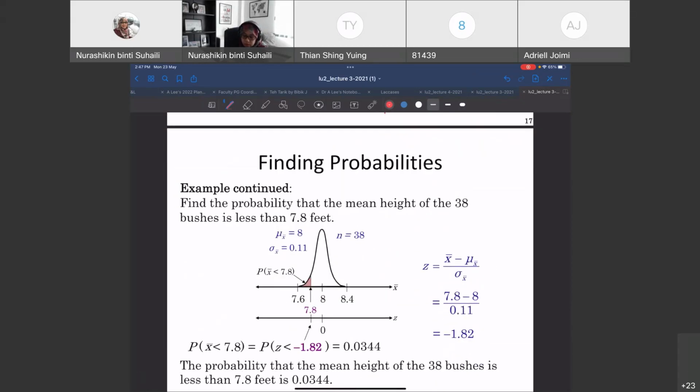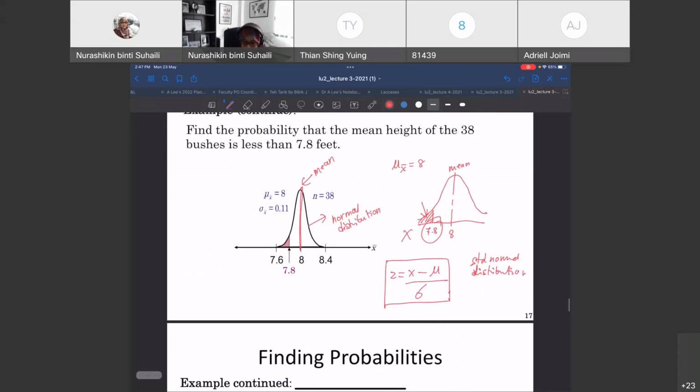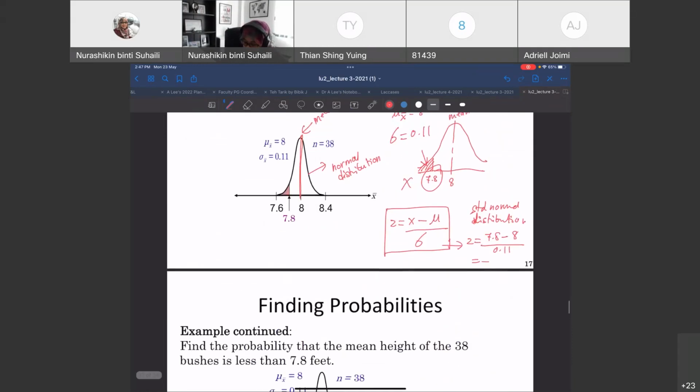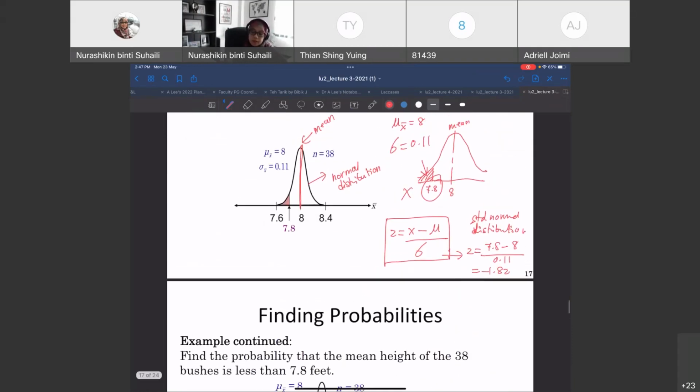So you know that the mean is 8, and the standard deviation is 0.11. Now, when you convert it, z equals x, let's say 7.8, minus mu, which is 8, divided by 0.11, isn't it? So that gives you the value of minus 1.82. Now you've got the z value.